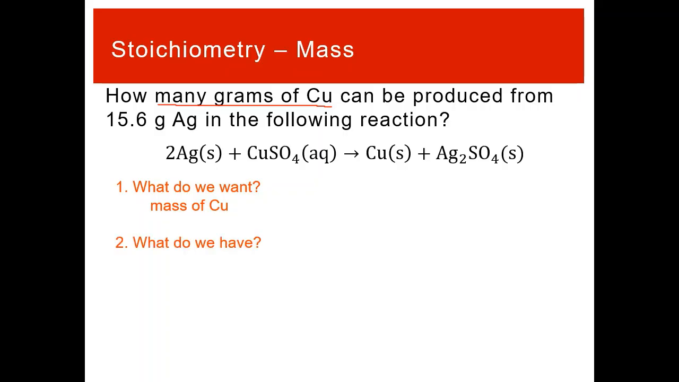Okay, but what information do we have? Well, if we read, we can see that how many grams of copper can be produced from the 15.6 grams of silver. So we can see that what we're doing here is we have a mass of reactant, and we want to figure out from that a mass of product, right? I measured out on a scale, I got silver, and I want to figure out a mass of product.